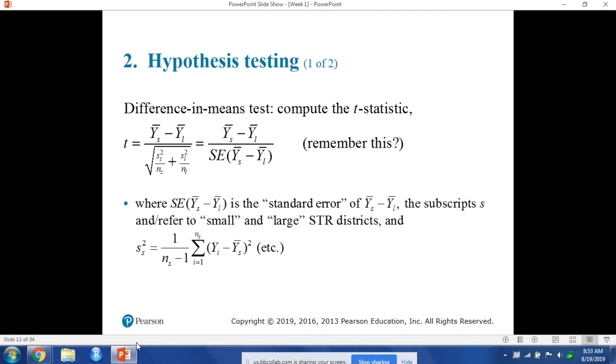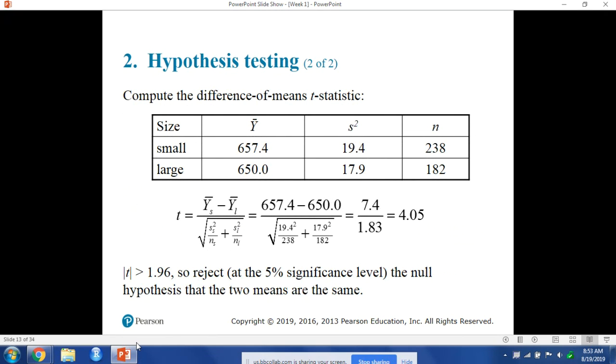Our next test is to set up a hypothesis test. We're going to do a difference in means test, also called a t-test. We calculate the t-statistic by finding the difference between our two groups divided by the standard error times that difference. We calculate the t-statistic for our two groups and obtain a t-statistic of 4.05.